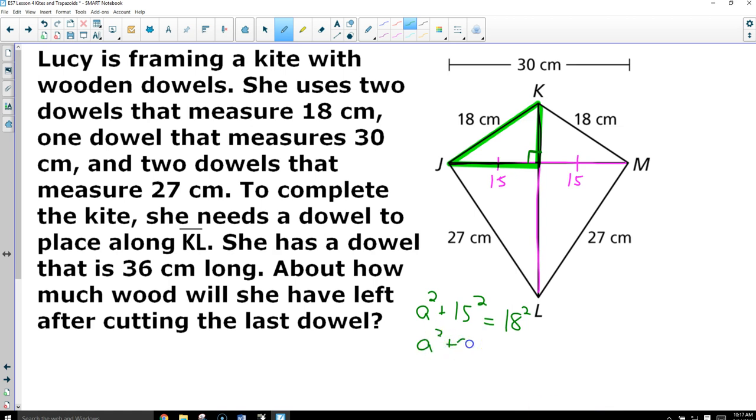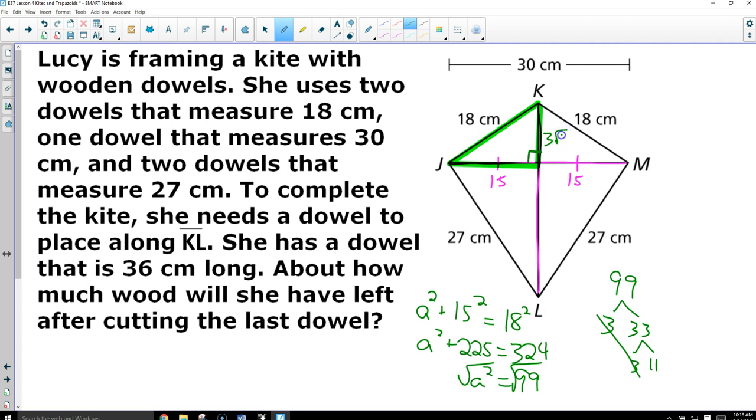So a squared plus 225 equals 324. So we would subtract 225 from that, and we'd be left with 99. So we'd take the square root of 99. So 99 is 3 times 33. 33 is 3 times 11. So I've got a pair of 3's. So a would be 3 times the square root of 11.